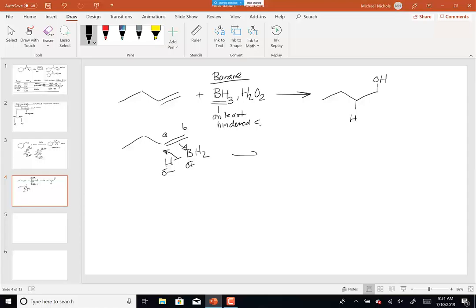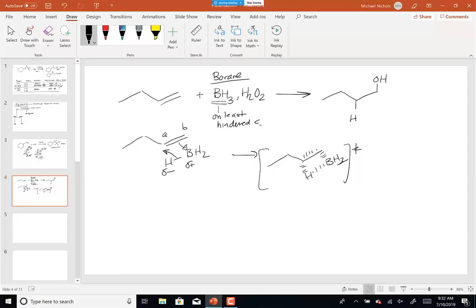So if it occurs in one step, what would the transition state look like? What bonds am I forming? What bonds am I breaking? So the carbon-boron bond I'm forming. Well, these two hydrogens are going to stay intact, but I am going to break that boron-hydrogen bond. I'm breaking the double bond, and what's the last one? I'm forming the carbon-hydrogen bond. So I get a square. So that's what the transition state looks like.